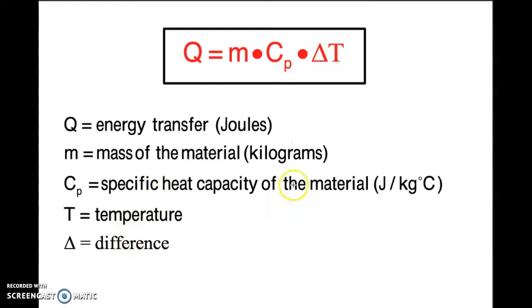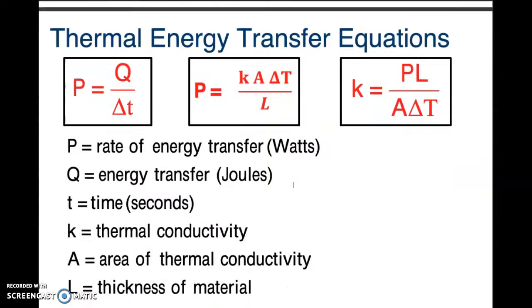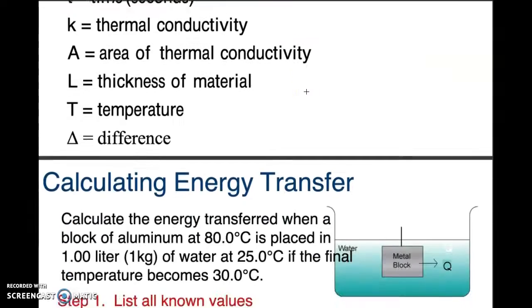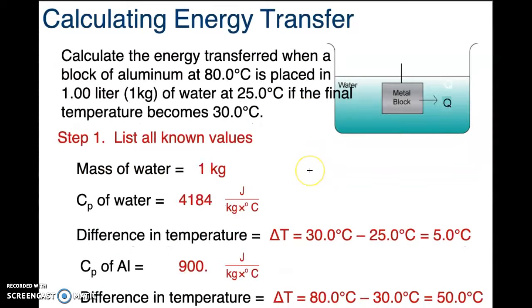And change in temperature. So there's our formulas. We have a few other formulas where the rate of energy in watts is your transfer over time. Your rate of energy in watts is conductivity times area times change in temperature over thickness. Basically, you're solving for different variables. These two are really the same equation. So we've got a bunch of formulas to make different calculations.